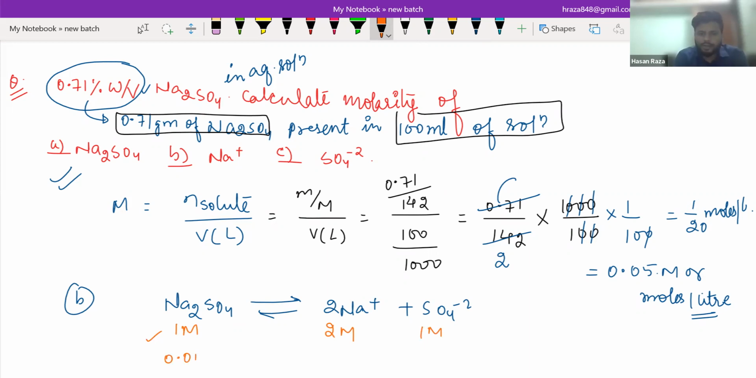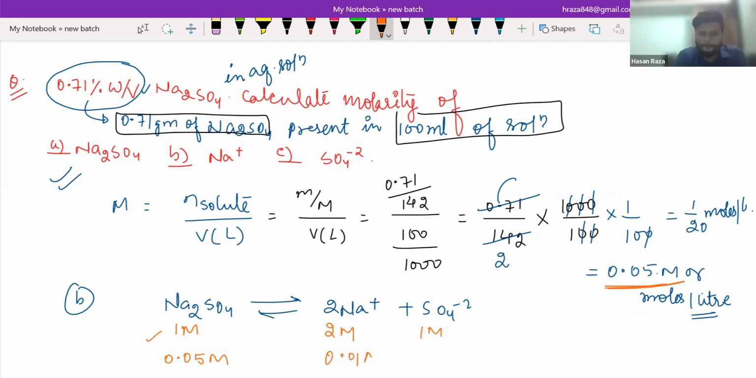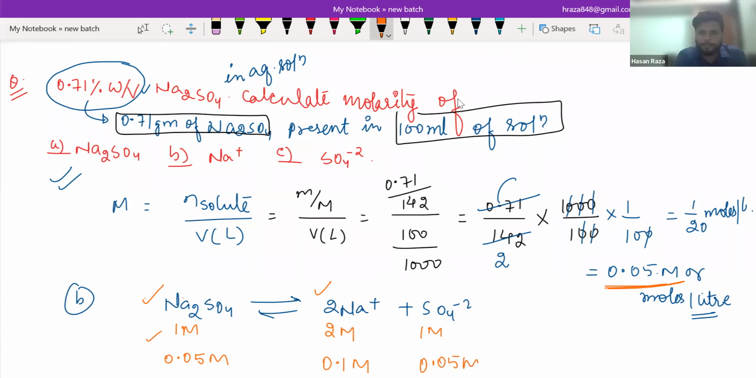Now see, what we have is 0.05 M of Na2SO4. Double of this will be 0.1 M, because if you multiply 0.05 by 2, it will be 0.1 M for Na plus. And for SO4 2 minus it will be 0.05 M. Are you getting my point? Okay, very good.